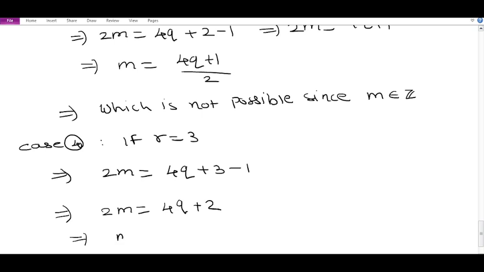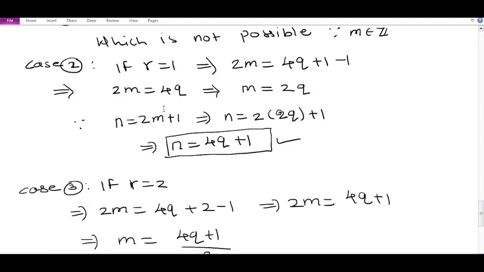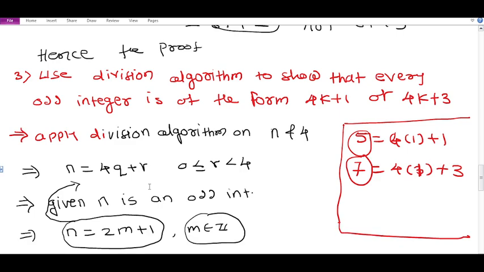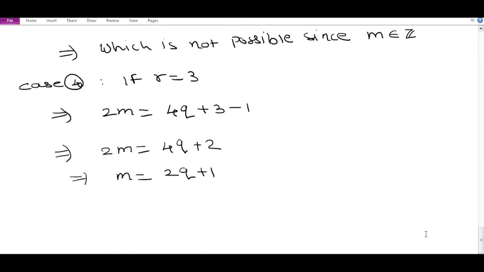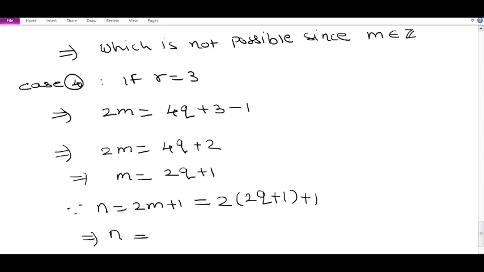So this implies m is equal to twice q plus 1. So put this value of m in the original equation of n. So what is the value of n here? n is equal to twice m plus 1. So n is equal to, since n is equal to twice m plus 1, this implies 2 times (twice q plus 1) plus 1. So n is equal to 4q plus 3.